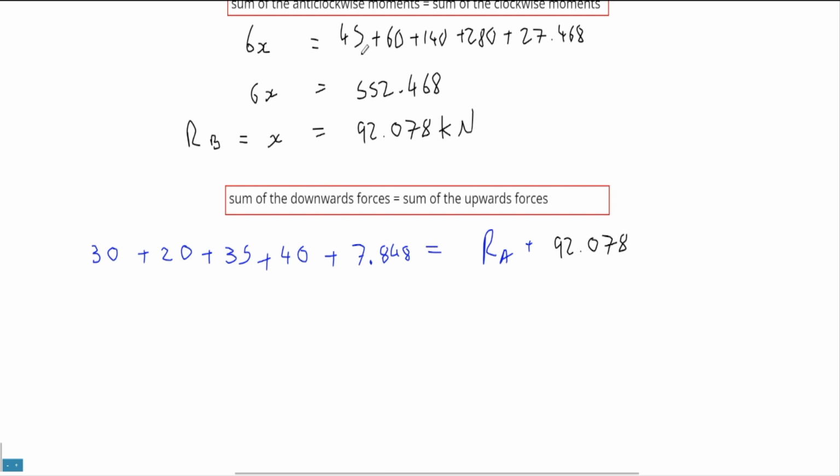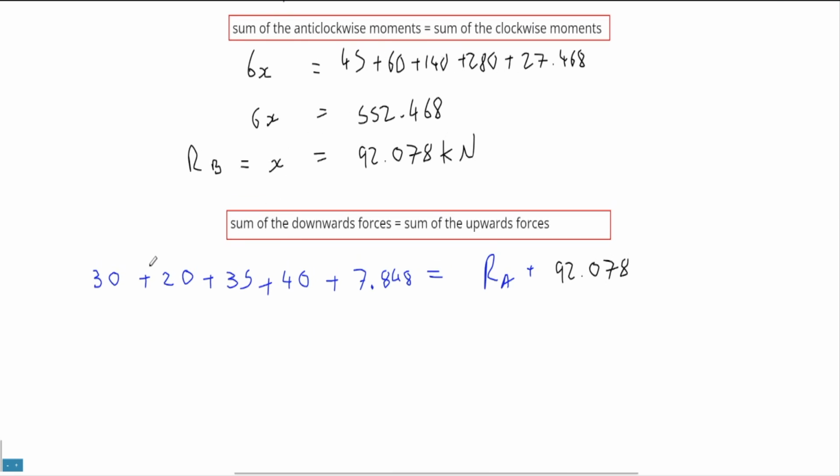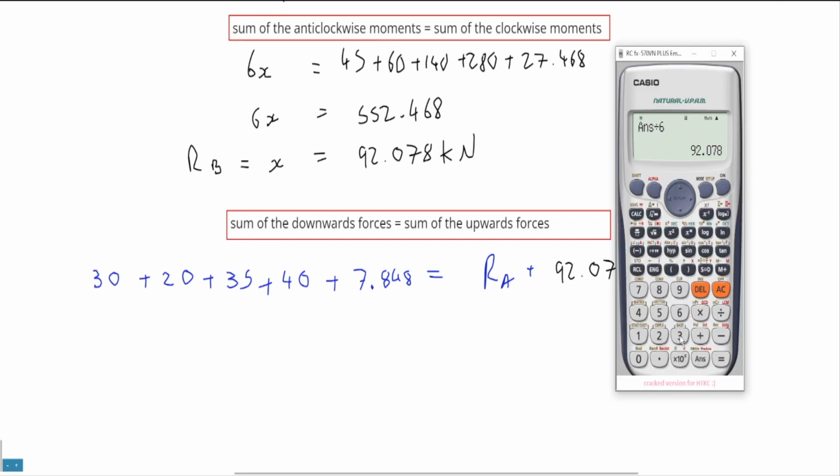We just need to add up all these, which are now forces. It's not the same as the moments up there. That was a little bit different, right? These are just downwards forces, so we have to do the calculation again. So it's 30 plus 20 plus 35 plus 40 plus 7.848.